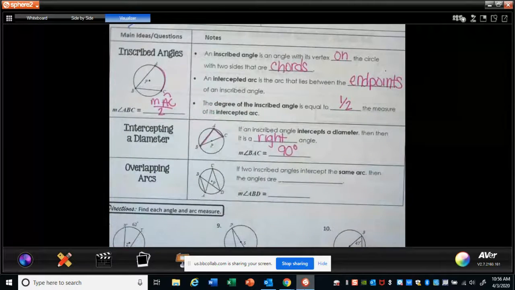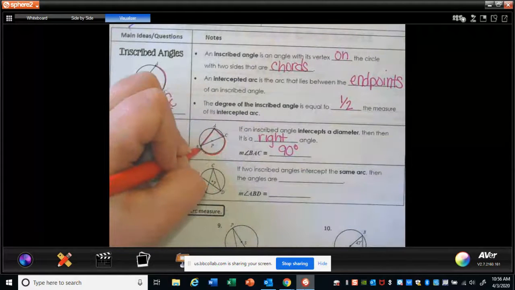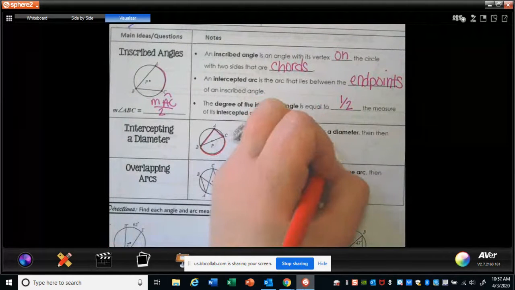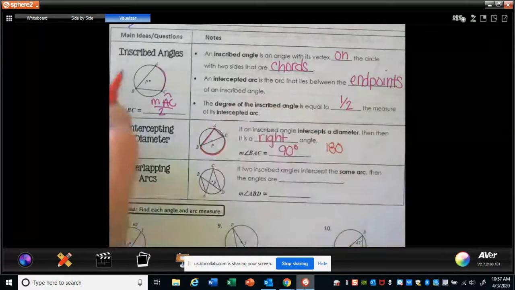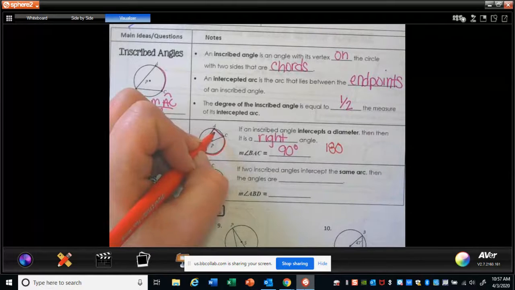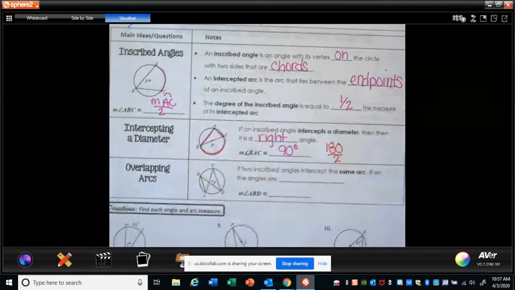Now, why is that? If we look at this arc right here that goes with the inscribed angle, that is a half circle or a semicircle. And what do we know about the measure of semicircles? We know those are 180 degrees. And if we go back to the property of the inscribed angle, we know the inscribed angle, angle A, is always half of its arc. So 180 divided by 2 gives me 90 degrees.